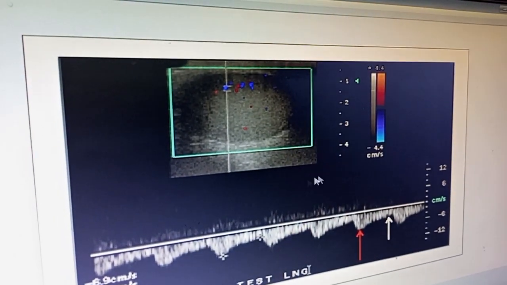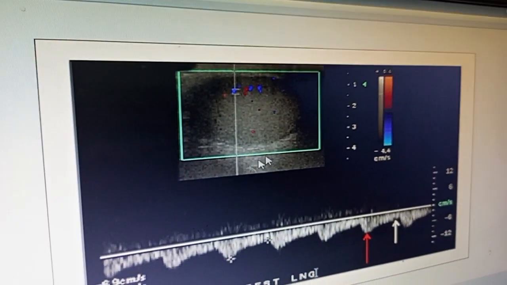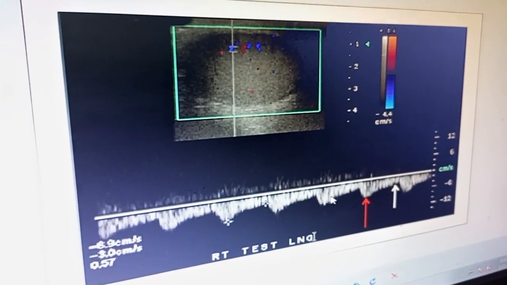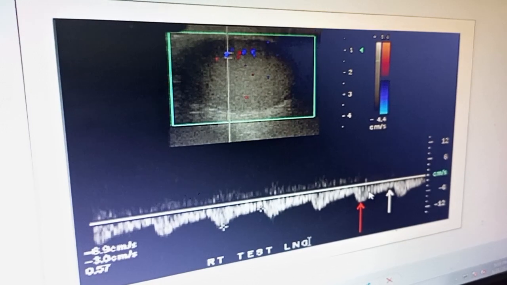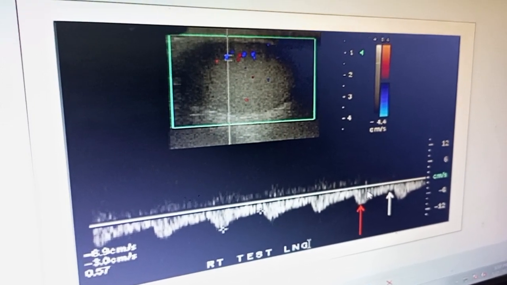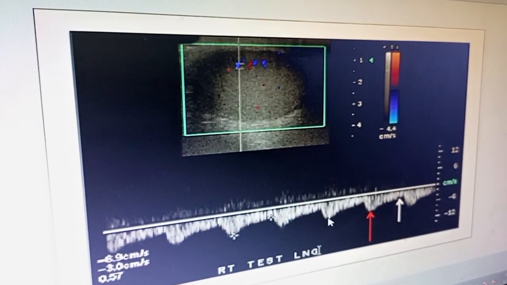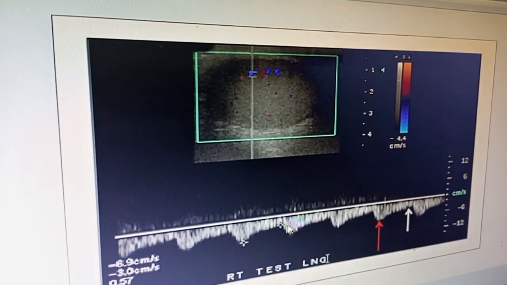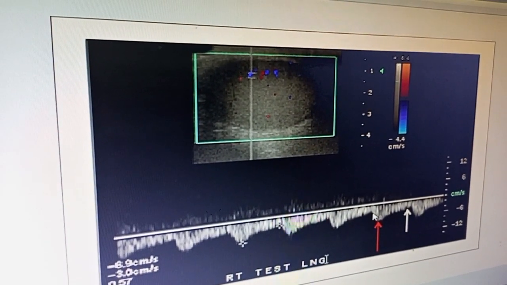This is the color Doppler of the image of the testes. Here, this is the low resistance waveform. You can see this is the low resistance waveform. Normal RI is 0.62. You can see this is the diastolic and this is the systolic. So this is the low resistance waveform.